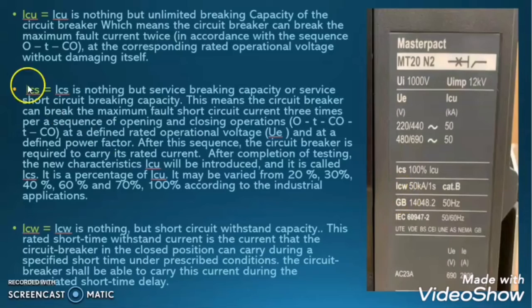Here in our example, the ICW is 50 kilo ampere for 1 second. It means when the circuit is feeding normally and there is a short circuit fault all of a sudden in the circuit, then this circuit breaker withstands up to 50 kilo ampere of short circuit current for 1 second.